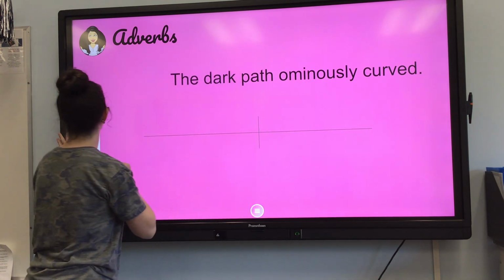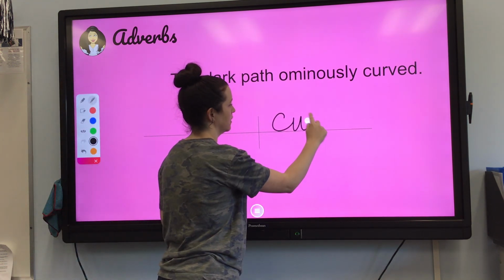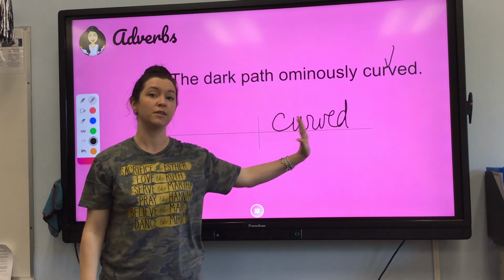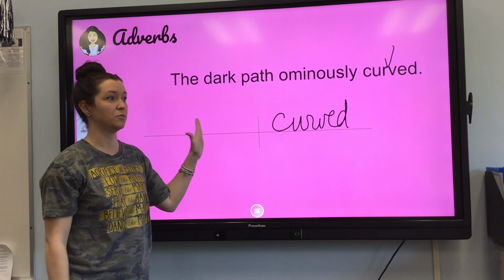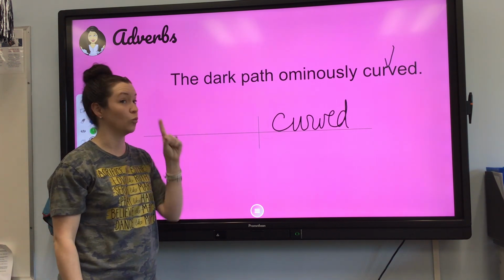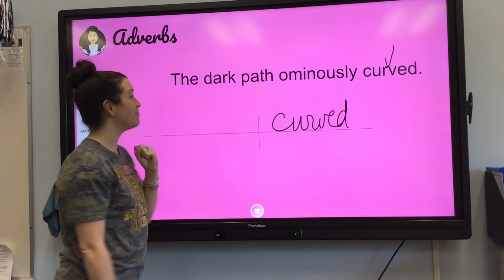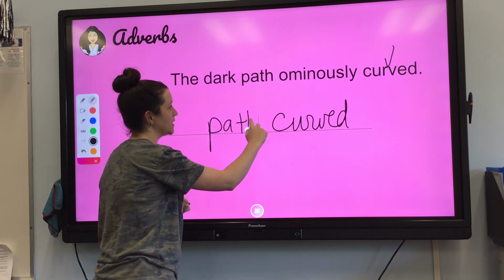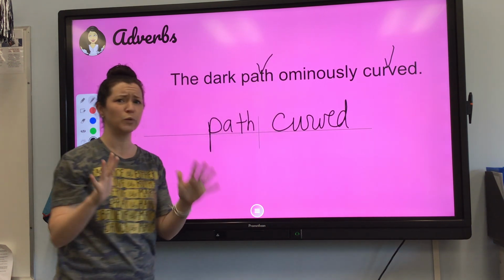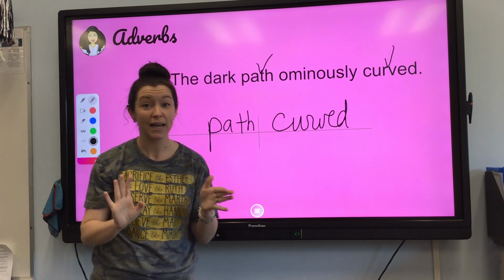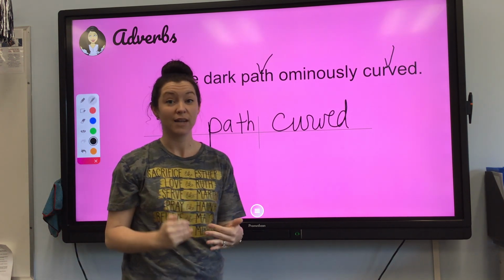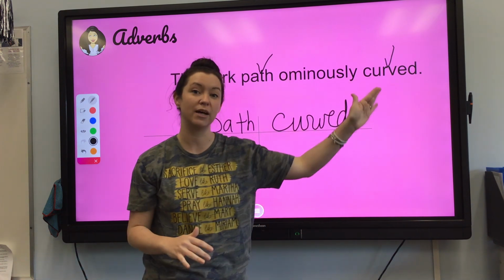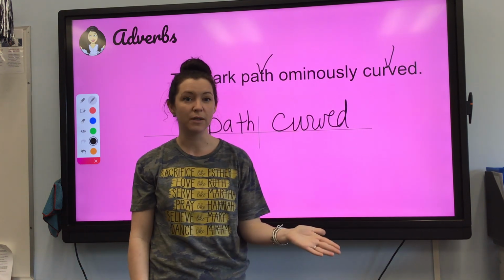Now you've got to ask yourself, okay, if curved is your simple predicate, what's my simple subject? Who or what curved? One word. If you said path, you've got it. The path curved. And some of y'all right now are like, oh no, we skipped some words. And that's okay. When you are diagramming sentences and the sentences get more and more complex, you're going to end up skipping around some words.